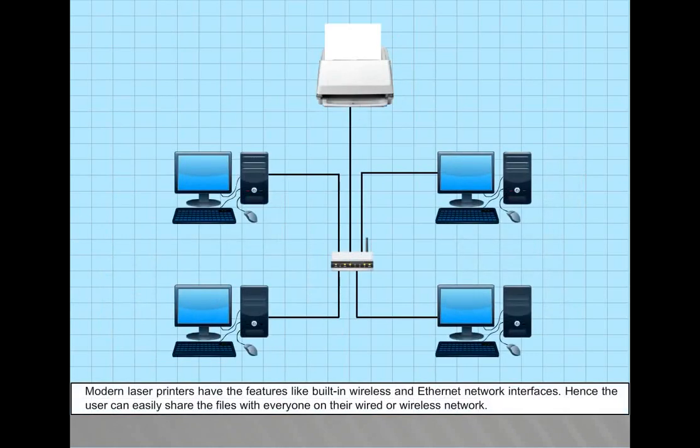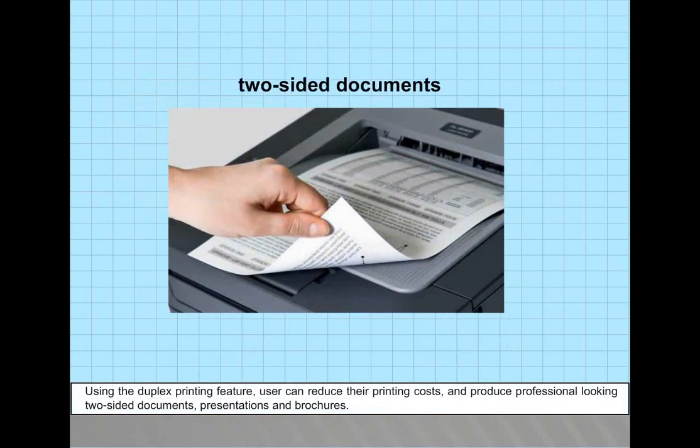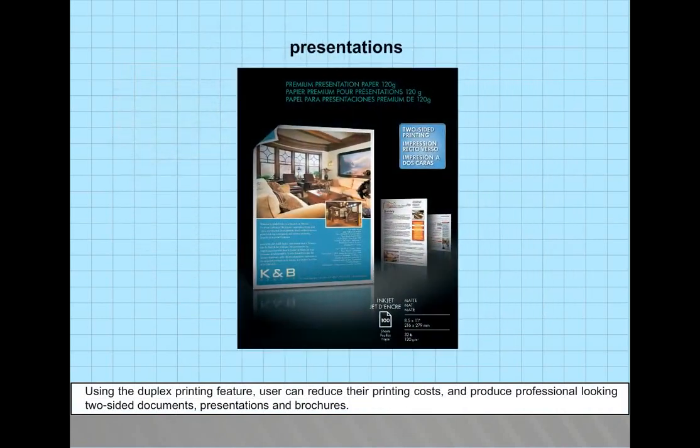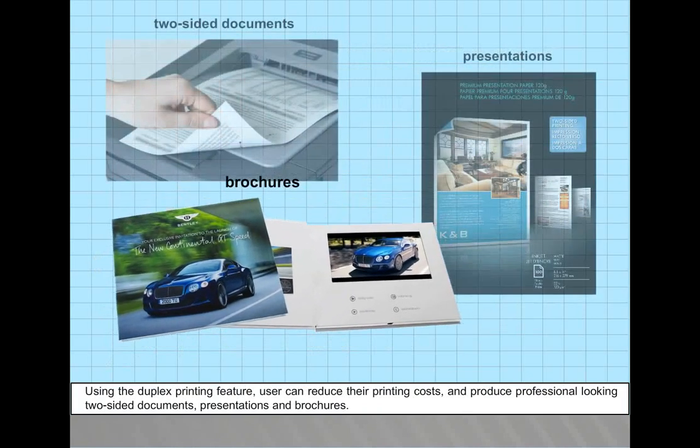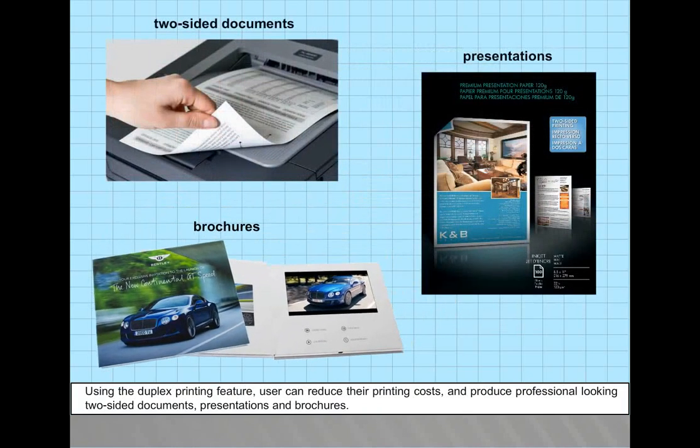Modern laser printers have features like built-in wireless and Ethernet network interfaces. Hence, the user can easily share files with everyone on their wired or wireless network. Using the duplex printing feature, users can reduce their printing costs and produce professional-looking two-sided documents, presentations, and brochures.